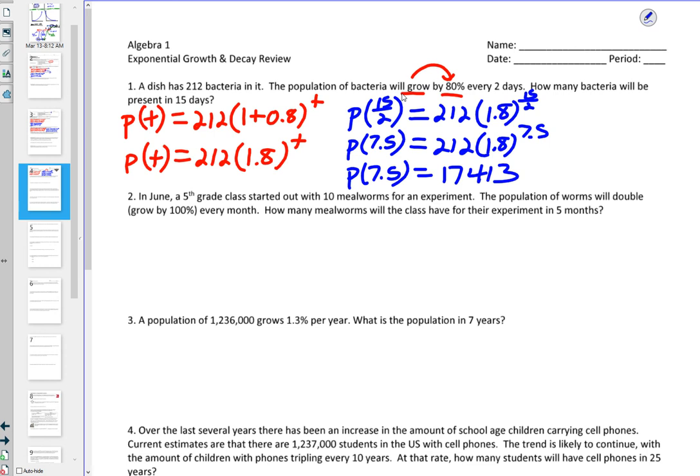You want to try to do number 2 by yourself? Mealworms. Tell me how many mealworms the class will have for their experiment in 5 months.